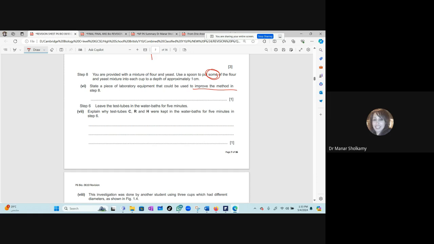A pipette is for liquids. Spatula? A spatula is a spoon. Balance, yes, measuring balance. I want the same mass, the same grams of flour. So I'm going to use a digital balance. Okay, so that's why I got this question.